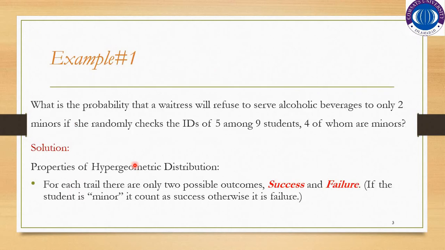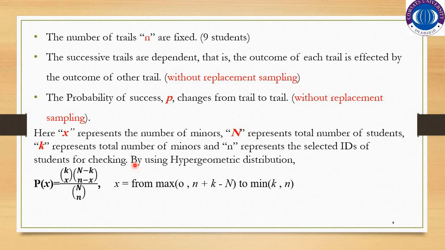This is for sure the case of without replacement sampling, because once she has checked the ID of the student and finds out that he or she is a minor, she will just refuse to serve the beverage and go to the next student. That particular student will not again come to the sample. That is, she will not check the ID of that particular student. That student is excluded from the sample now. So this is surely the without replacement case, as we are not putting the student back in the sample space again. The outcome of each trial is dependent.